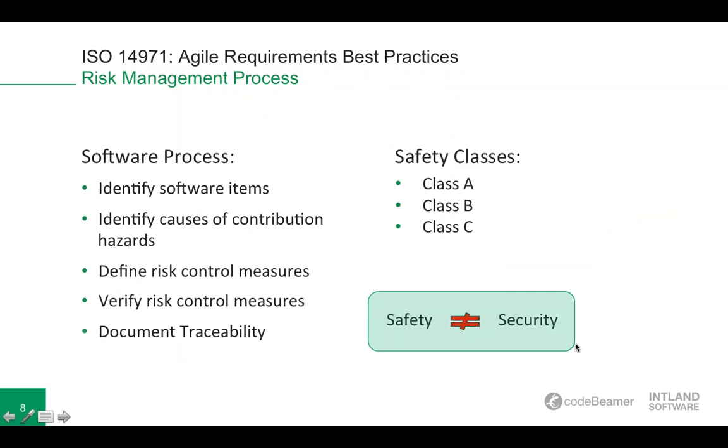Moving on, in software specifically, the risk management process goes as follows. First, you have to identify the software items that could contribute to a hazardous situation. Then you need to identify causes of contribution to a hazardous situation, followed by defining the risk control measures, verifying those risk control measures, and then finally documenting the traceability.